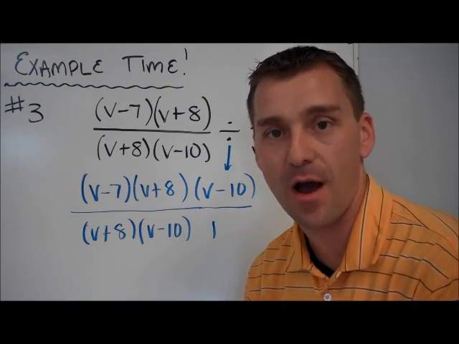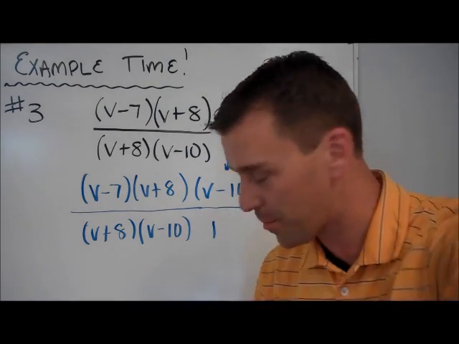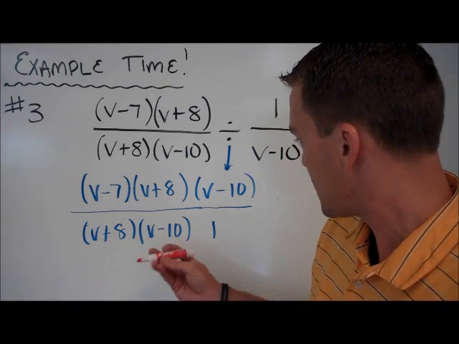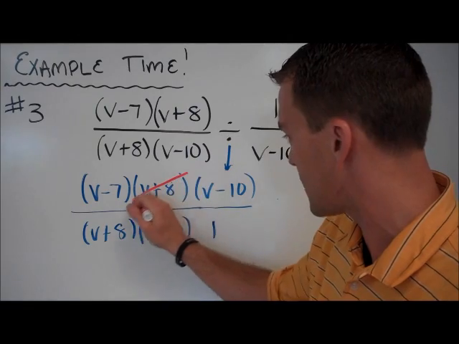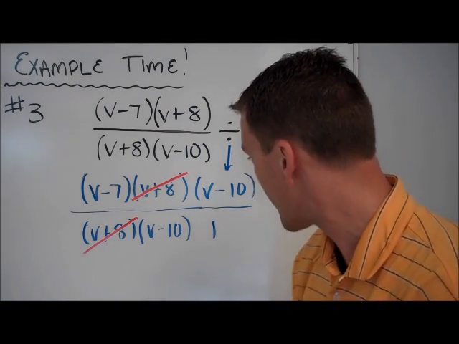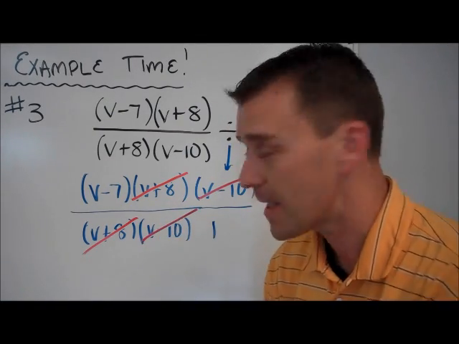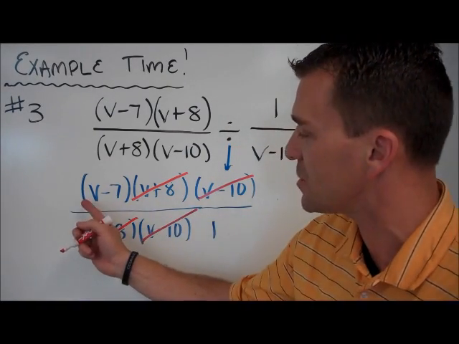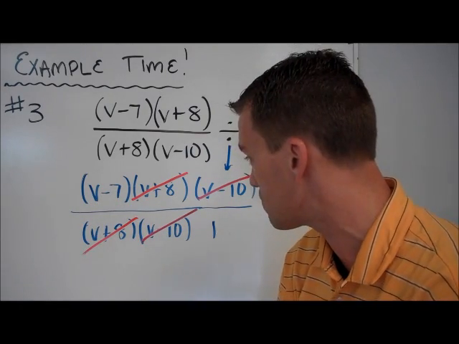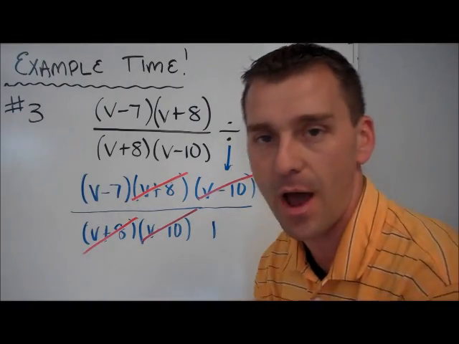On to step number 5. We match them up, and we cross them off, and we clean it up. So, are there any that are the same? Well, I see a V plus 8 and a V plus 8, 1 on top, 1 on the bottom. I see a V minus 10 and a V minus 10, 1 on top, 1 on the bottom. So they're crossed off. And I have nothing else in the numerator except V minus 7. I have 1 in the denominator. So there's nothing else in common. There are no other common factors on top and on the bottom.